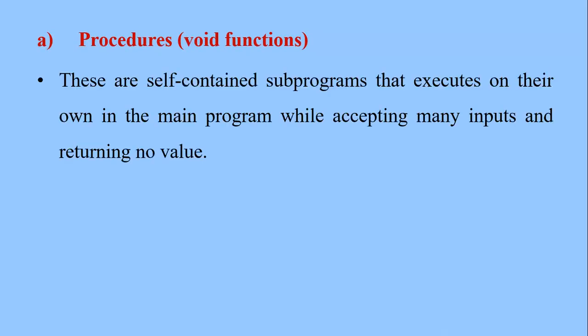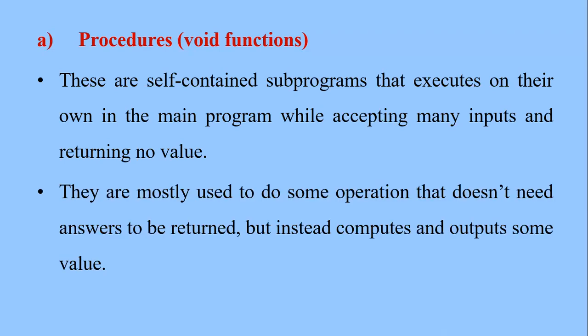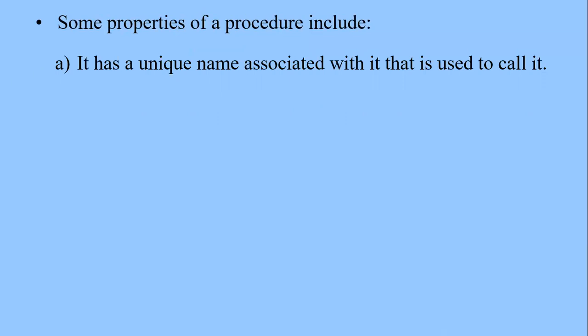Let's look at procedures, or what we call the void functions. These are self-contained subprograms that execute on their own in the main program while accepting many inputs and returning no value. They are mostly used to do some operation that does not need answers to be returned, but instead computes and outputs some value. Some properties of a procedure include: number one, it has a unique name associated with it that is used to call it.